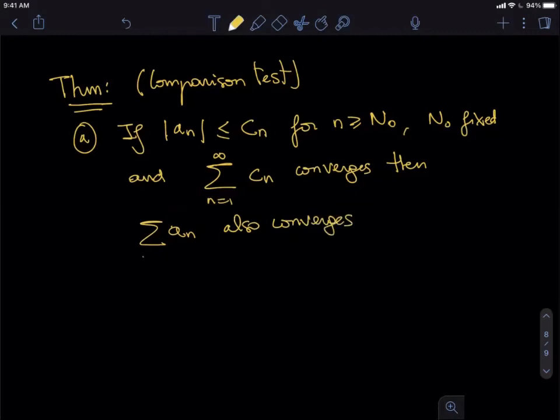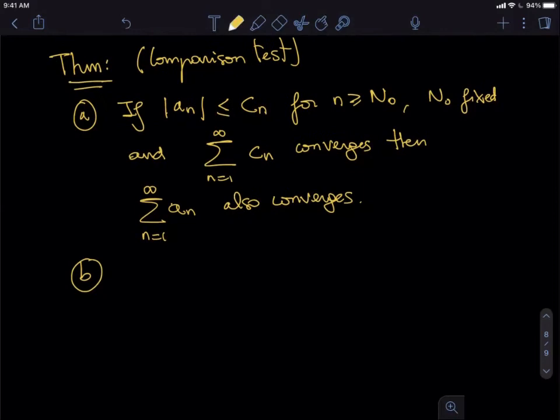In this case, the an goes without absolute value. Here we are saying that if the larger one, the sum of the Cn, which is going to be larger than the sum of the an, converges, it will not allow the other one to go to infinity or negative infinity. It's keeping it in place, let's say.